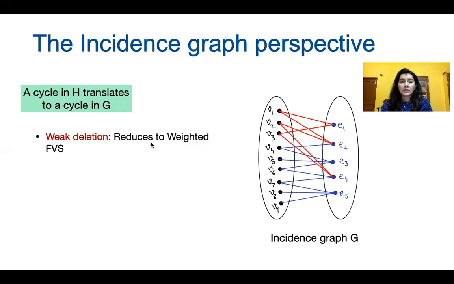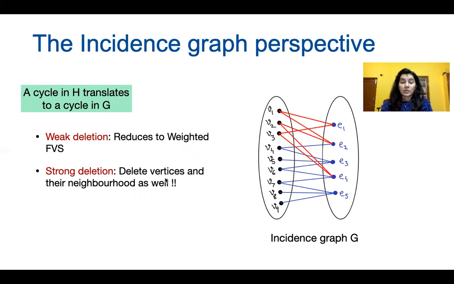Weak deletion basically reduces to the problem of finding a weighted FVS once we have this incidence graph, hence not so challenging a problem. But if we talk about strong deletion, the problem reduces to finding a set of vertices in one partition of a bipartite graph such that if we delete these vertices along with their neighbors in the other partition, then the remaining graph is acyclic. So in this paper, we work on this variant of vertex deletion in feedback vertex set for hypergraphs.